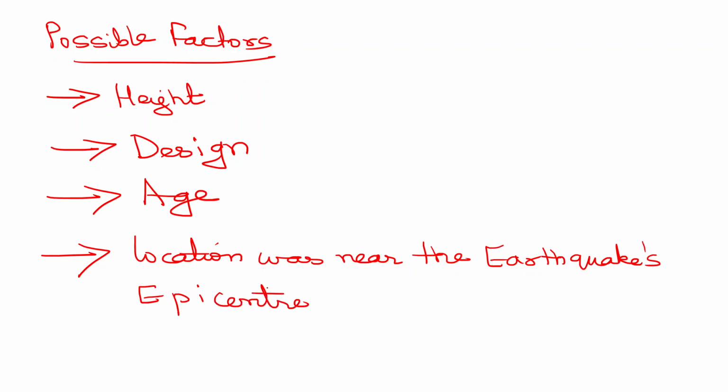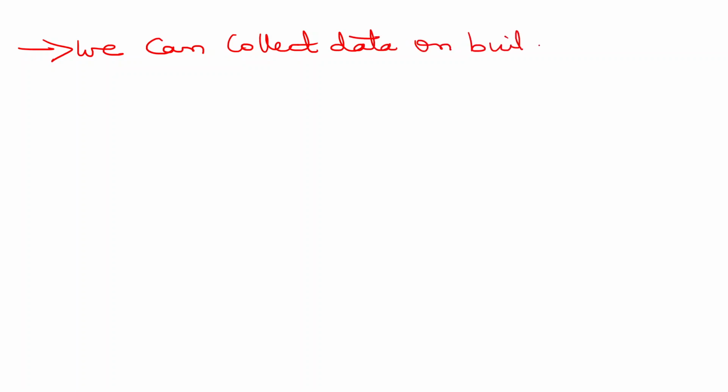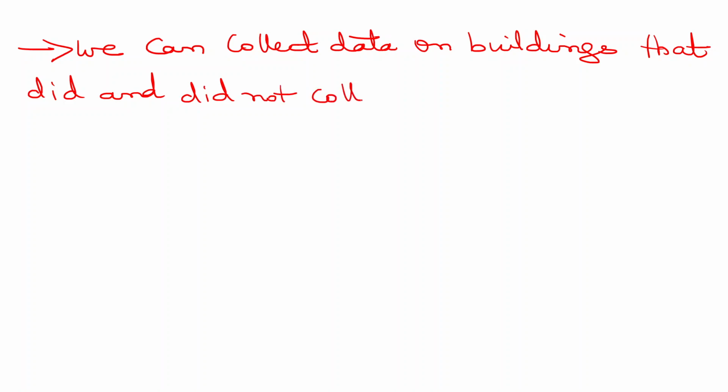So how do we establish this? How do we establish a cause and effect relationship in this case? We can collect data in order to unravel the causality here. We can collect data on buildings that did and did not collapse. Although we were trying to answer that causality question for a particular building, it's not the case that during that earthquake only that particular building collapsed. There were certain buildings which fell, and certain buildings which did not fall, and we wish to answer why the buildings fell during the earthquake, and why others sustained it.